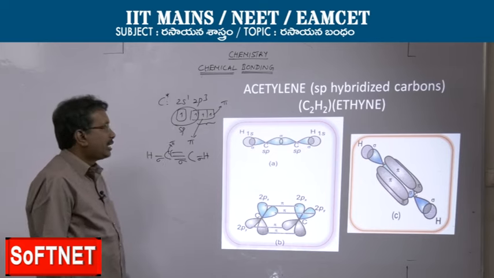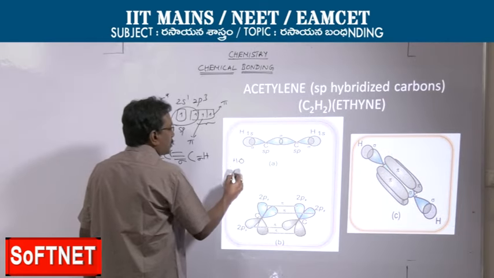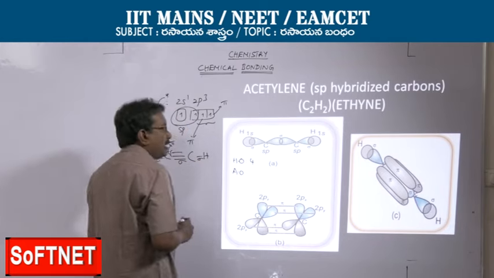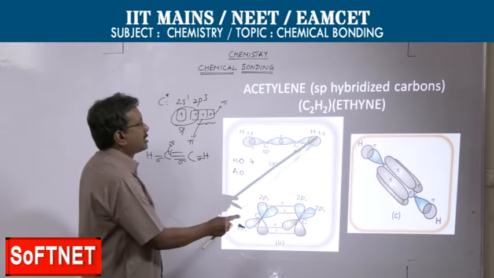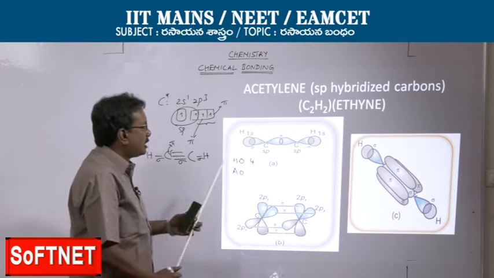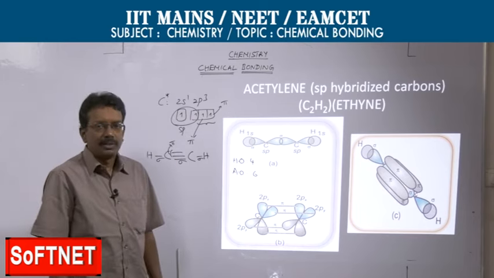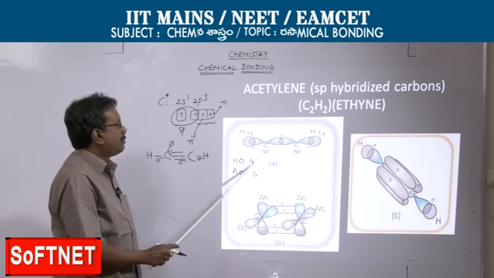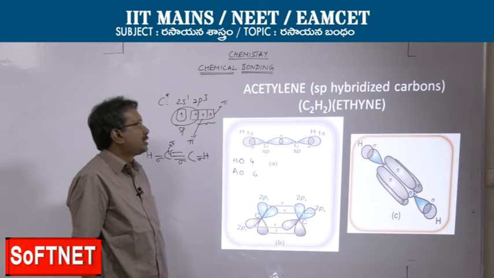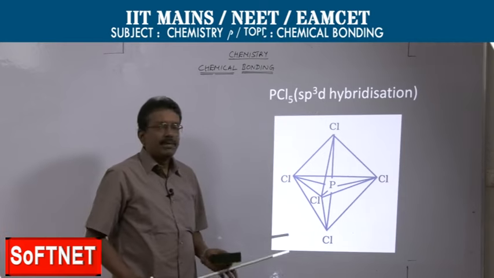Once again I am asking here, what is the ratio between hybrid orbitals and atomic orbitals? If you count hybrid orbitals, 1, 2, 3, 4 hybrid orbitals are there. Atomic orbitals: s orbital and 2 p orbitals here, 2 p orbitals here, totally 6 atomic orbitals are there. Previously in the case of ethylene, both have the same number. But in the case of acetylene, 4 hybrid orbitals and 6 atomic orbitals. So this is about formation of acetylene under sp hybridization of carbon.